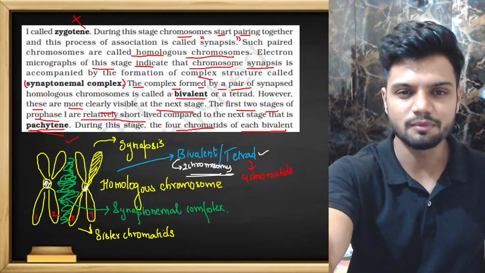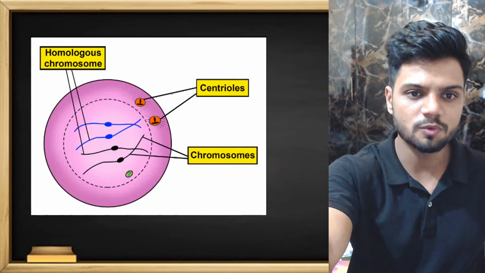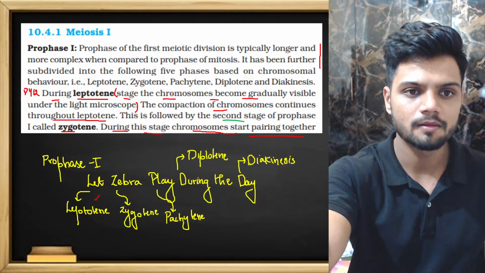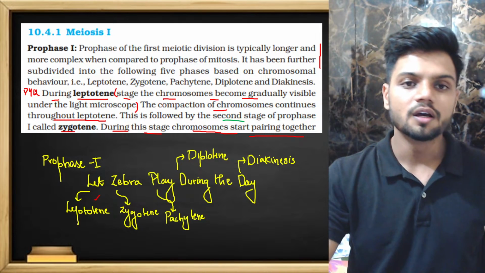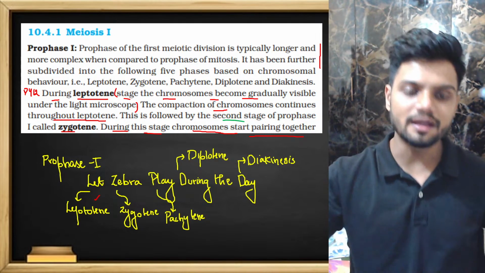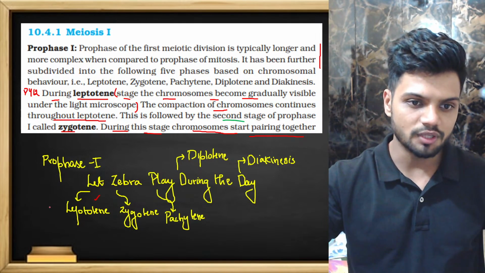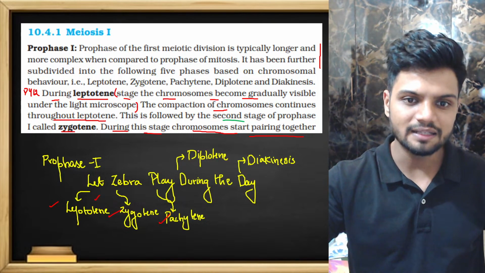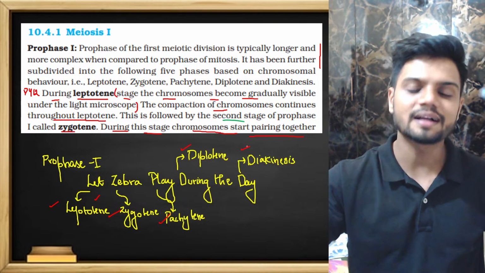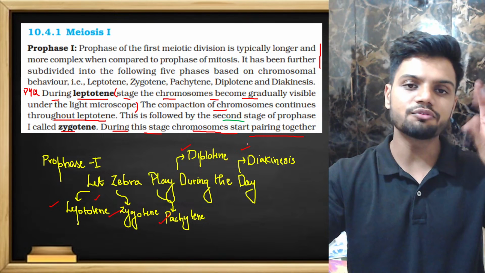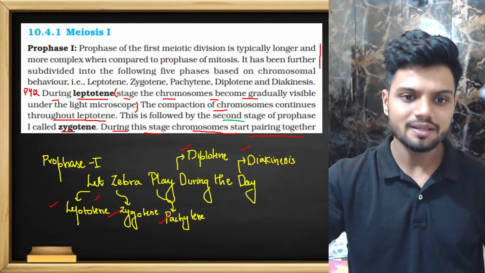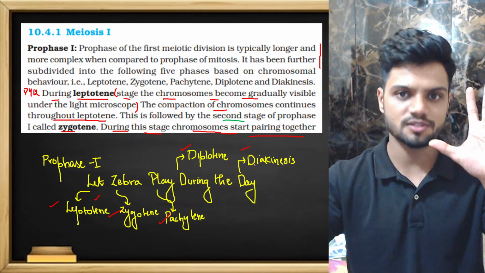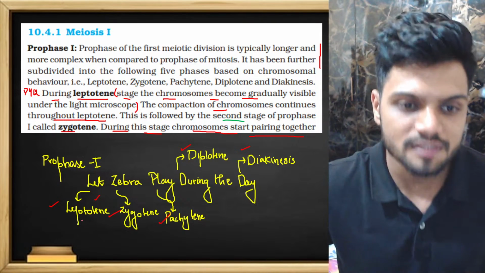Before we go to the metaphase, let's do a quick summary of prophase. See, how many stages are there, students? There is leptotene, zygotene, pachytene, diplotene, and diakinesis. There are totally five stages in prophase one. What is happening in the first stage, leptotene, students?